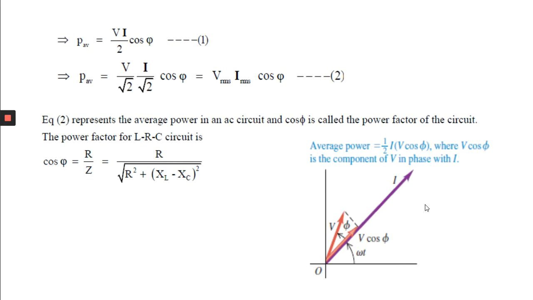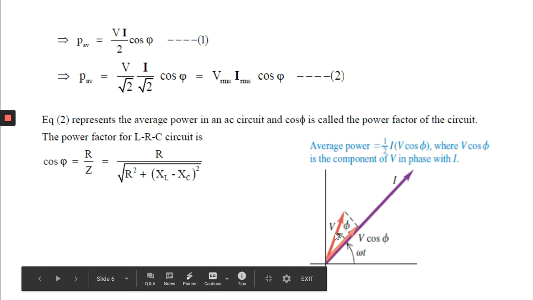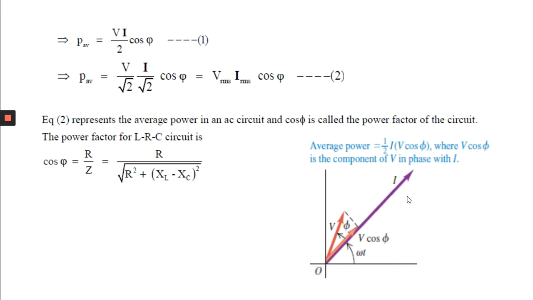And what is the power here? Power is Vi by 2 cos phi. If you take the phasor for the RMS value, then it is V RMS, this is I RMS. Then what is your power? V RMS, I RMS cos phi.